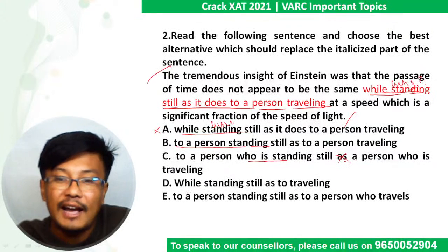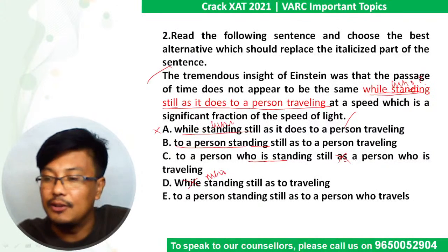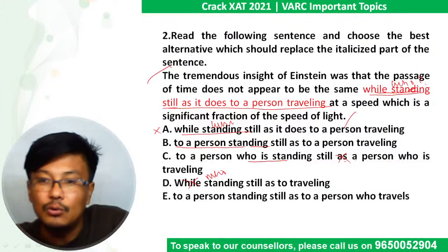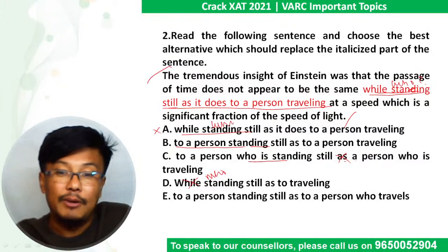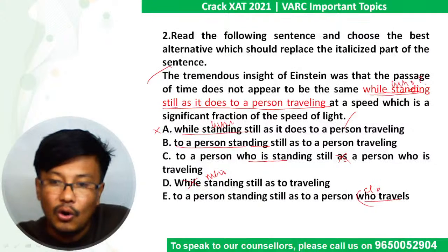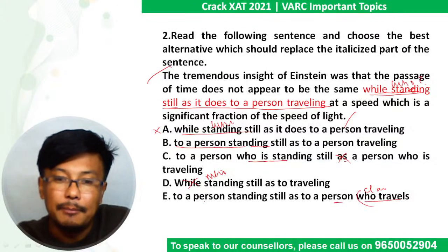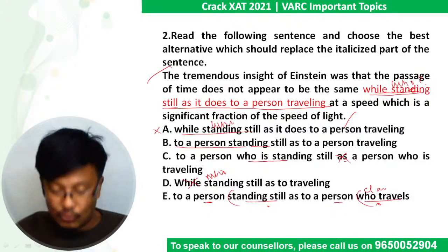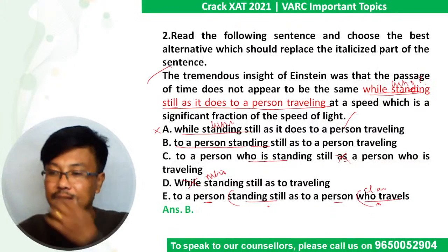C also. While is, as I was telling you, the problem of who still persists if I use while, right? So to a person standing still as to a person who travels. Now, the problem with this is, I am using a clause here to modify the person, but the person here is modified not by a clause but by a phrase, which means there's a mismatch. It's like the weighing scale is thrown out of balance. So the best answer here is B.